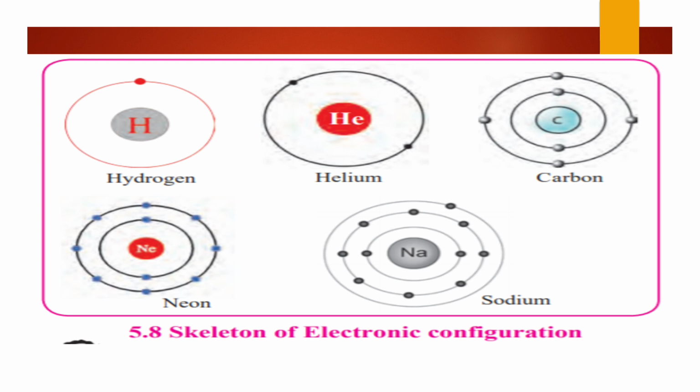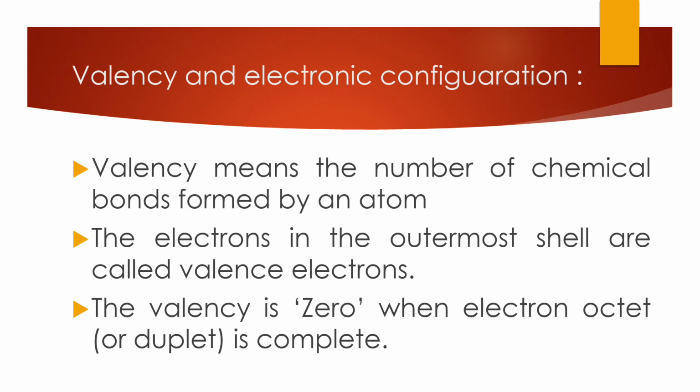Then 2, 8. In the next orbit, there will be 8 electrons. If you count that, you will find in the second circular path there are 8 electrons, and in the last circular path there is 1 electron, because the electronic configuration is 2, 8, 1. So in this way the electrons are represented by this model, or this is the skeleton of the electronic configuration.